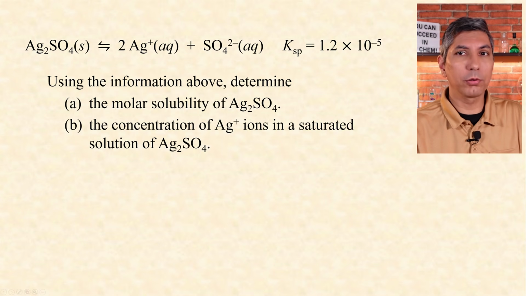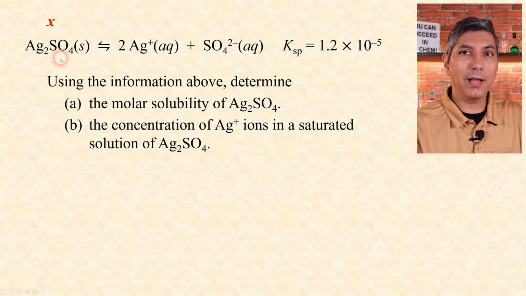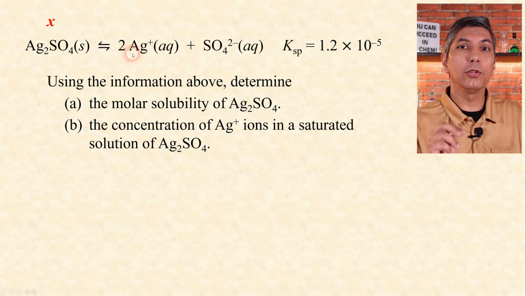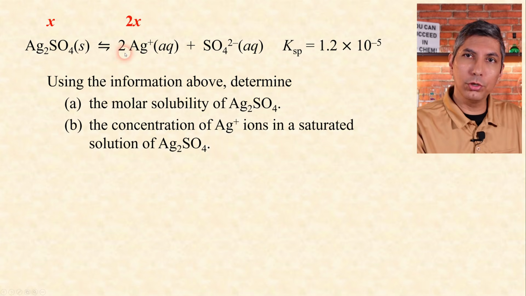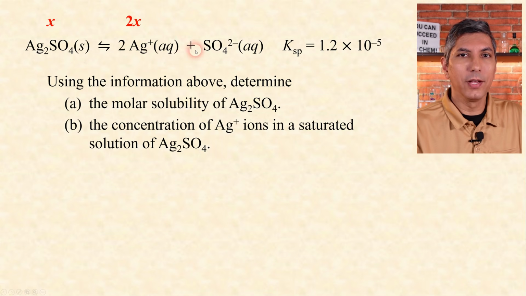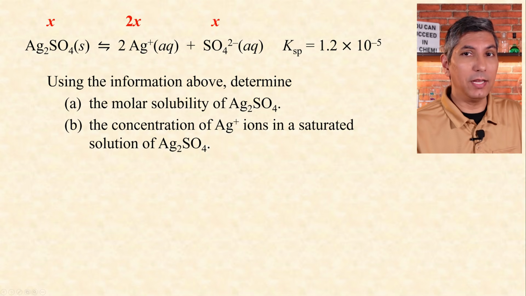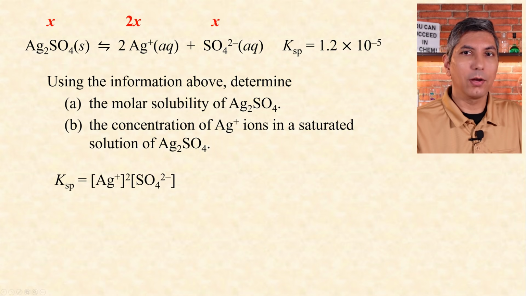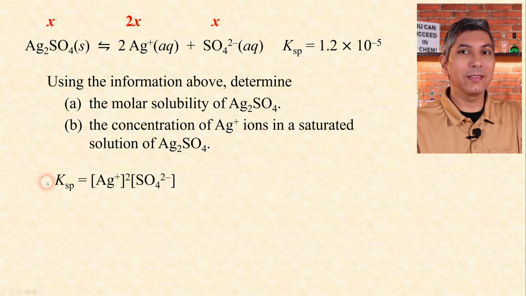Using this information, let's first determine the molar solubility of Ag2SO4. Since we don't know what the molar solubility is, let's just call that X for right now. We know that when this compound dissolves, it produces 2 ions of silver. So when the solution is saturated, the concentration of silver will be 2X, since this is a 1:2 ratio. Sulfate is produced at a 1:1 ratio, so the concentration of sulfate will be X. Now, let's plug these values into the equilibrium constant expression for this reaction. As always, it's products over reactants raised to the power of the coefficients, omitting the solid. So this is the expression for Ksp.